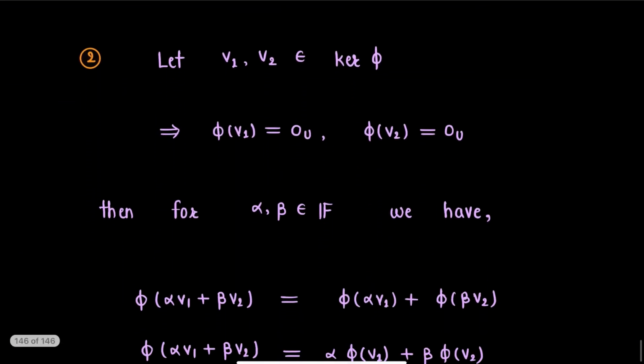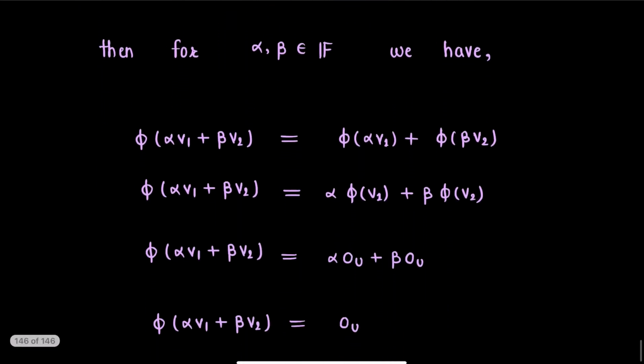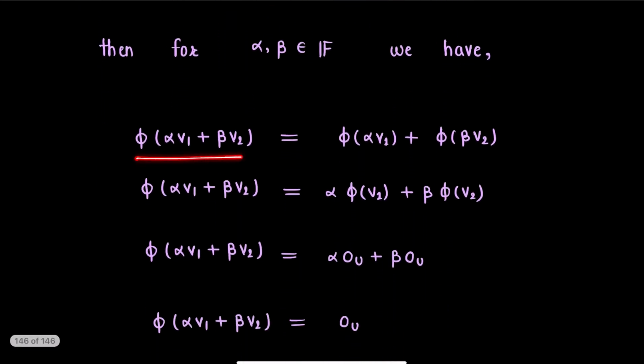Next, number 2: let v1 and v2 be any two vectors in kernel phi. As v1 and v2 are in kernel phi, we have phi of v1 is the 0 vector in vector space U. Similarly, phi of v2 is the 0 vector in vector space U. Then for any arbitrary scalars, say alpha, beta in field F, we have phi of alpha v1 plus beta v2 is equal to phi of alpha v1 plus phi of beta v2. This follows since phi is a homomorphism.